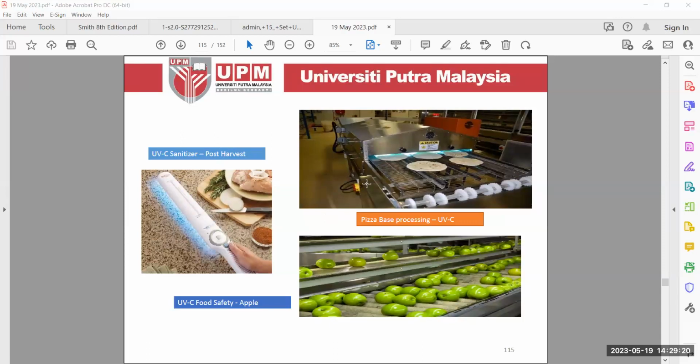Okay, I think UVC found its popular status during the COVID era. I think everybody has it because they want to sanitize their food product, their surface counters, sometimes even the toilets and our office tables and so on. But it has been used to surface decontaminate also the pizza base, okay, or even your fruit.